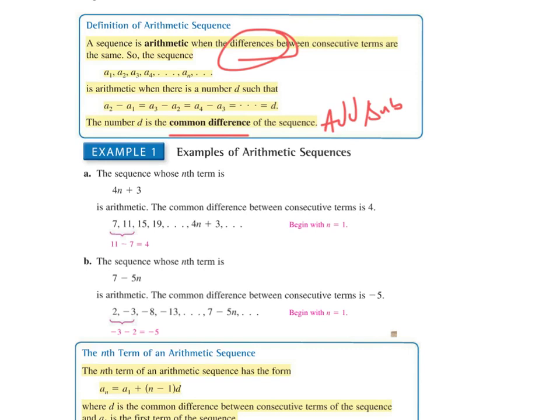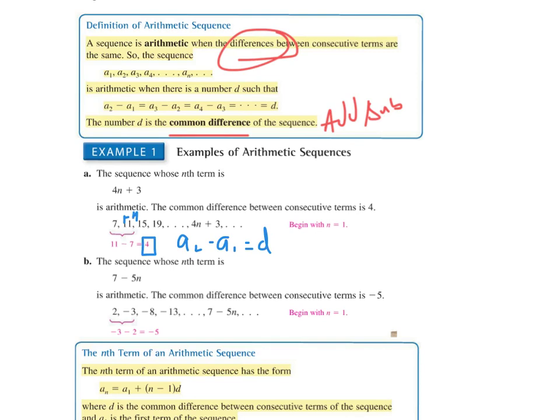What you'll see is that this is your common difference. You can literally take A2, your second term, and subtract A1. That's always how you can find your difference, which is D. Or you could just see what you are adding. It's 4, so that's D.